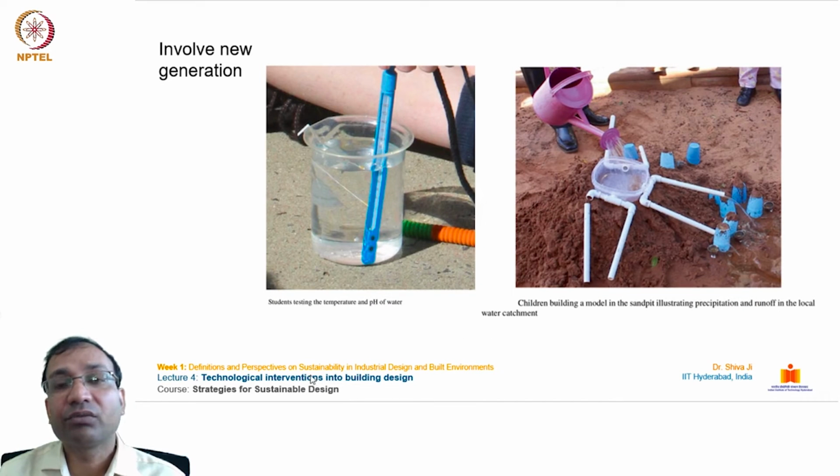Further, if students are exposed to other scientific activities, such as checking the pH of water, so whether a certain pH of water indicates what, at least they will carry this information with them. Second, in this second model, you see a model in the sandpit illustrating precipitation and runoff in a local water catchment.